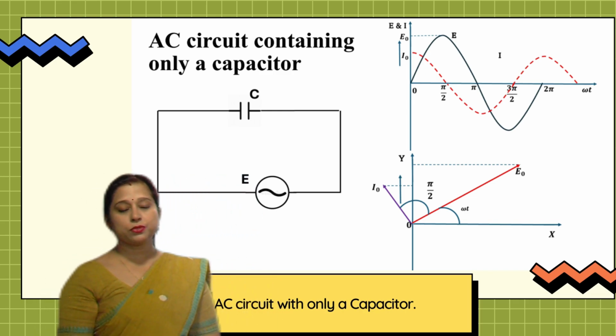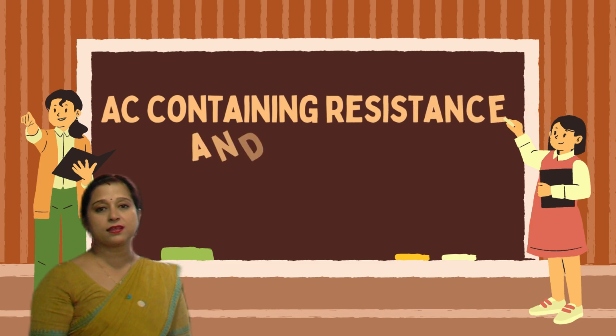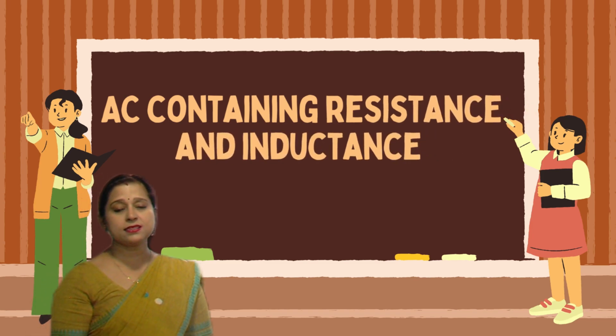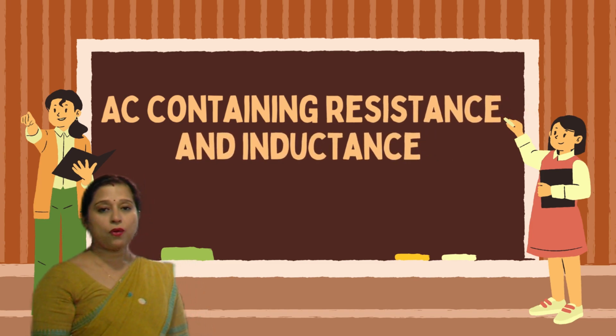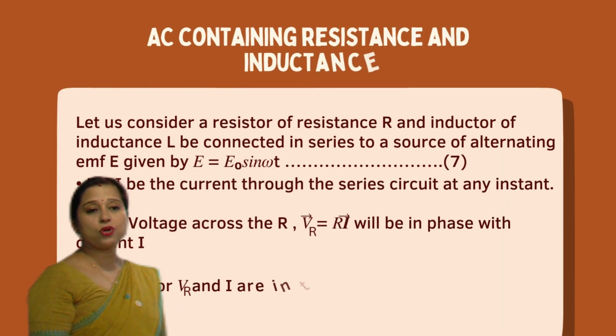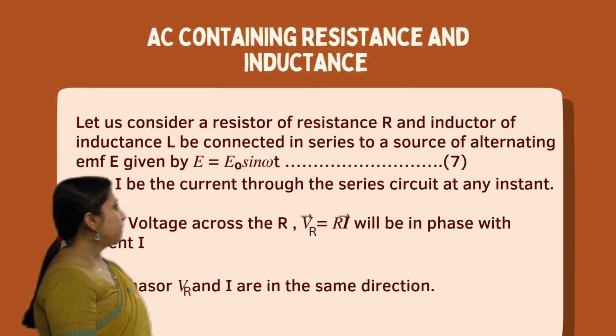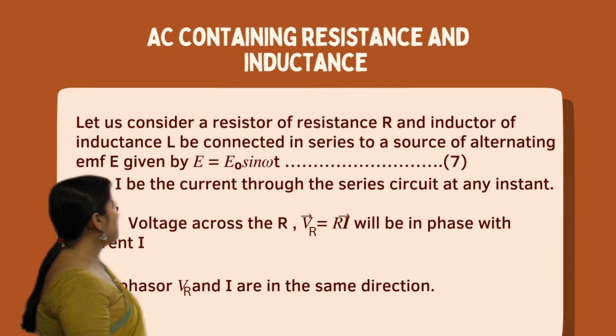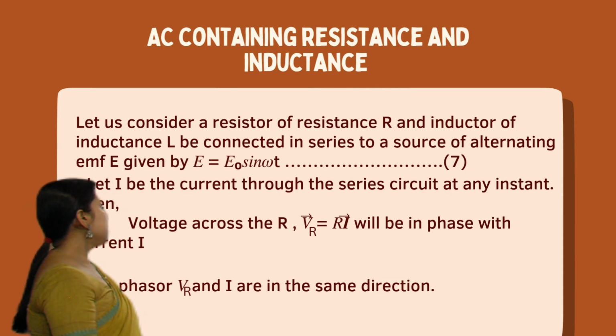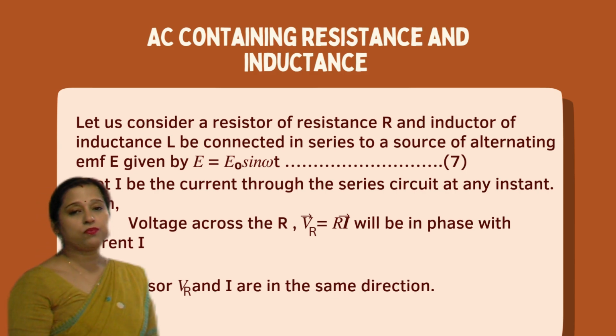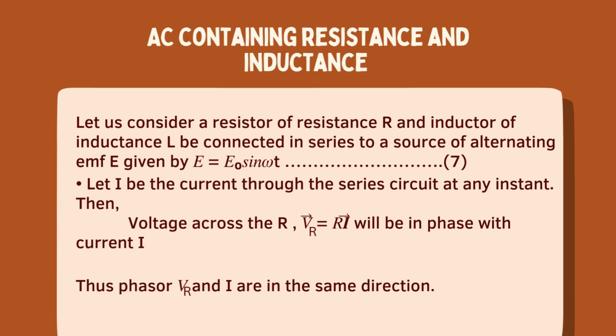Now we are going to discuss the AC circuit containing a resistance and an inductance. For this, let us consider a circuit in which a resistor of resistance R and an inductor of inductance L are connected in series to a source of alternating EMF capital E. The equation for this is given by E equal to E naught sin omega t. Let I be the current through the series circuit at any instant.